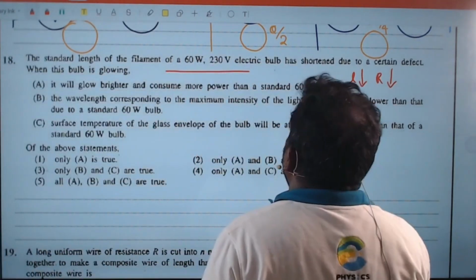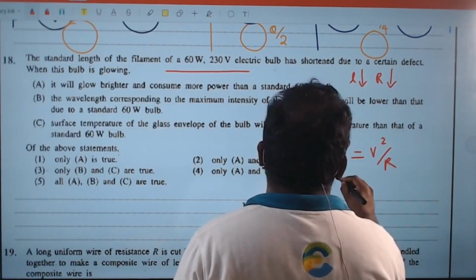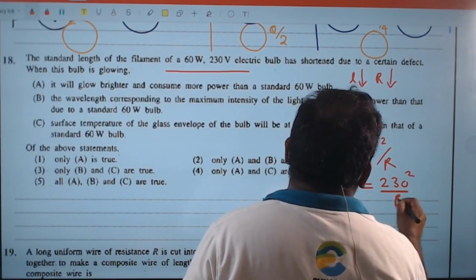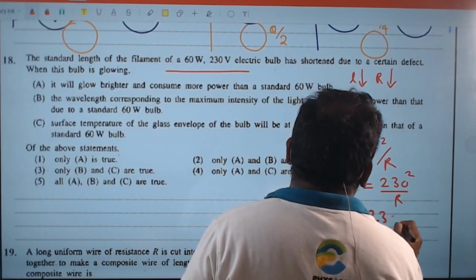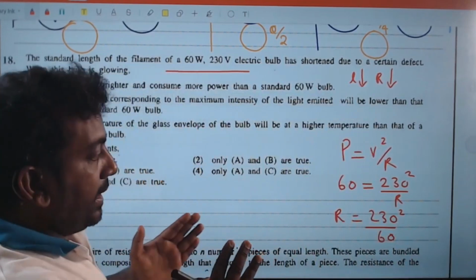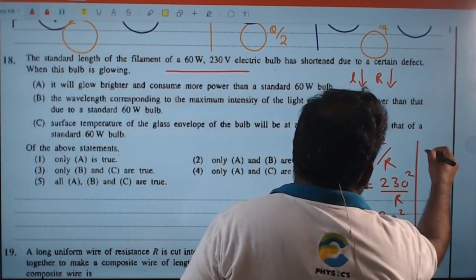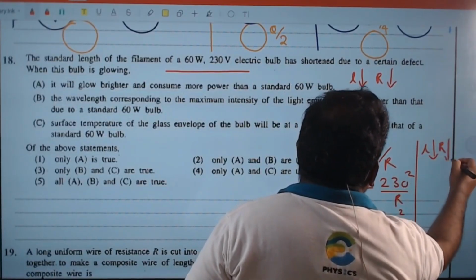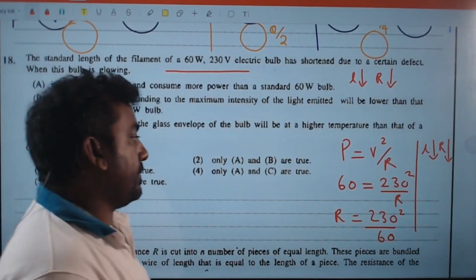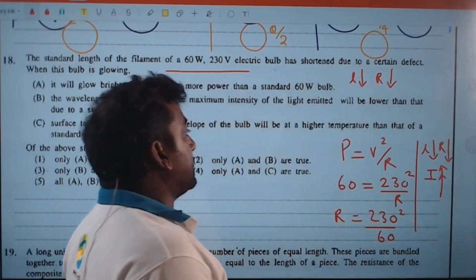So don't forget, power is equal to V squared over R. Power equals 60 watt, 230 squared over R. R equals 230 squared divided by 60. Now if I shorten it, resistance will reduce. Length reduces, resistance reduces. Resistance reduces, current will increase. Don't forget, current in the circuit will increase.